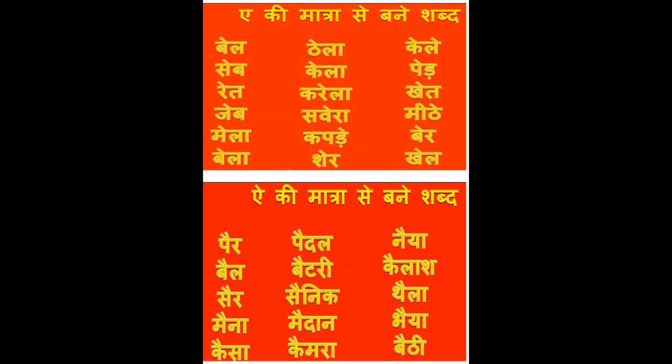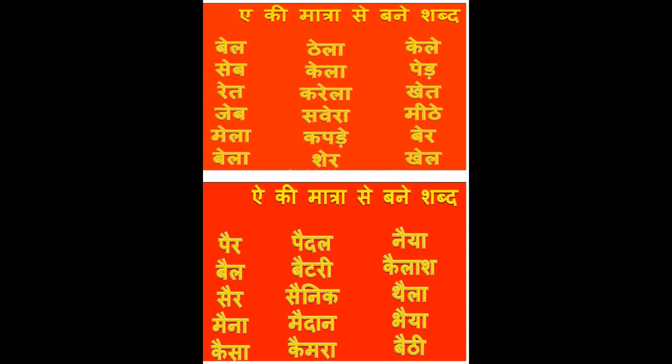Next, ye ki matra words. Bel, b, e, l, bel. Sa, e ki matra se, b, seb. Ra, e ki matra re, t, ret. Ja, e ki matra je, b, jeb. Ma, e ki matra me, l, आ की मात्रा ला. ओके, मेला, बेला, ठेला, केला, करेला, सवेरा. Practice reading, children.